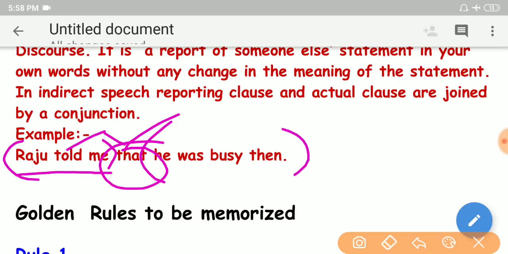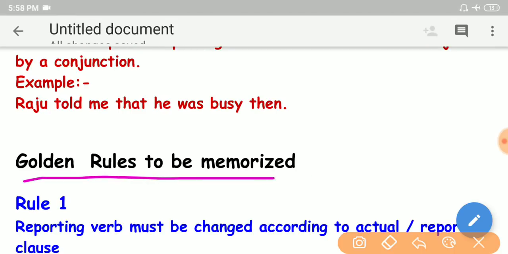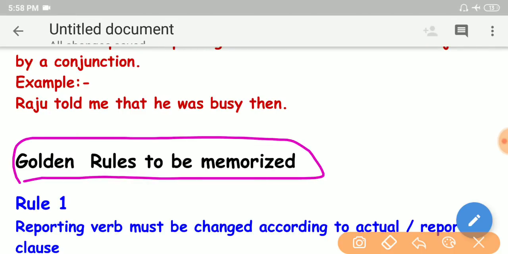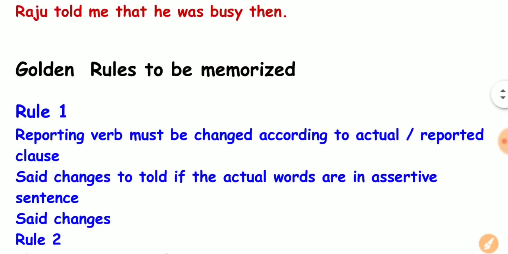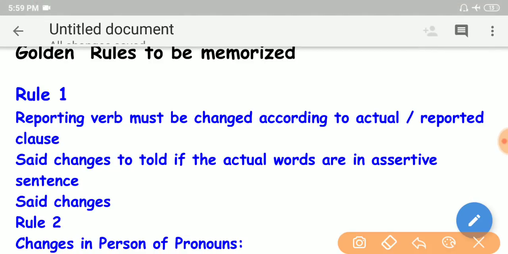See, again, before learning how to convert from direct into indirect, we must learn some golden rules which are related to direct and indirect, my dear friends. So, these golden rules should be memorized before converting from direct into indirect, my dear friends. Let us go and learn one by one all the rules. Rule number 1. Reporting verb must be changed according to the actual or reported clause.